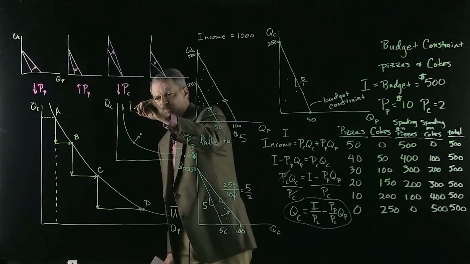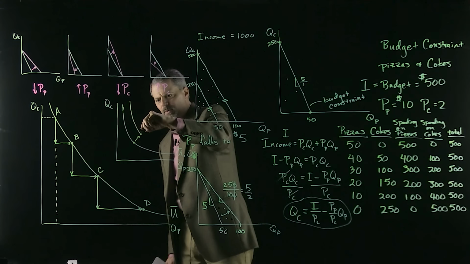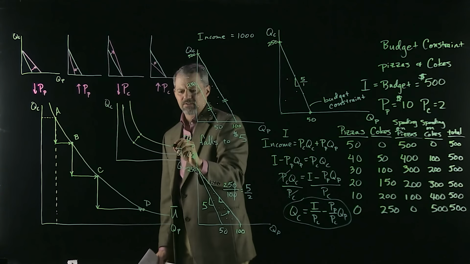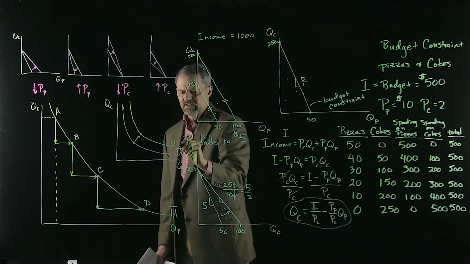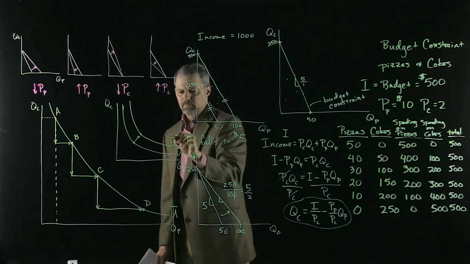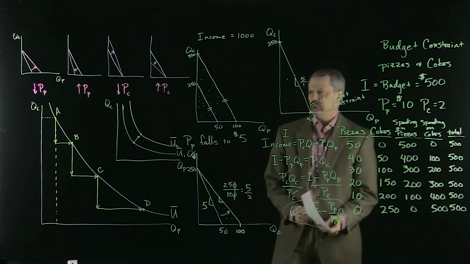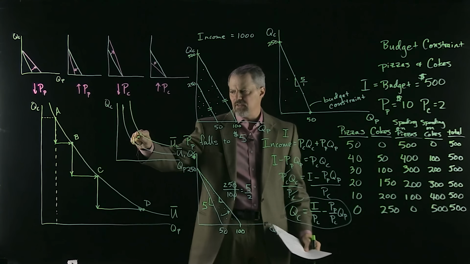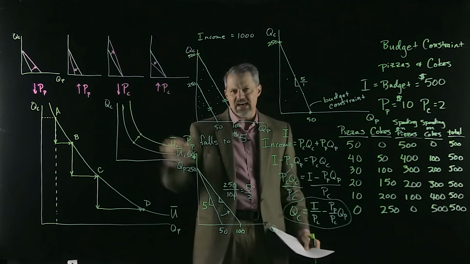So the set of points that would be on the same indifference curve as that higher point would be on a different indifference curve. I'm going to call it U2. You get more utility from all of these combinations on this indifference curve than you do on that indifference curve.